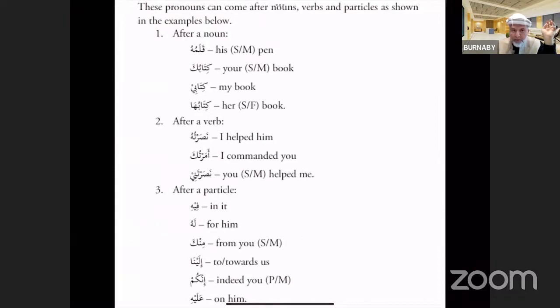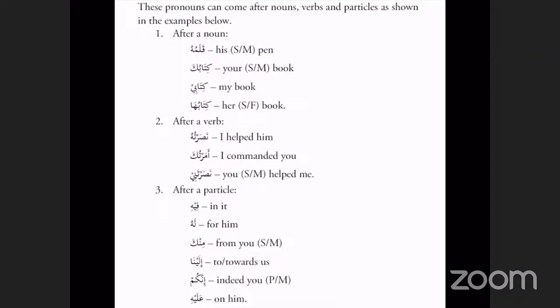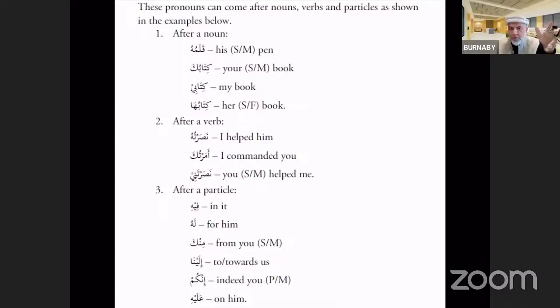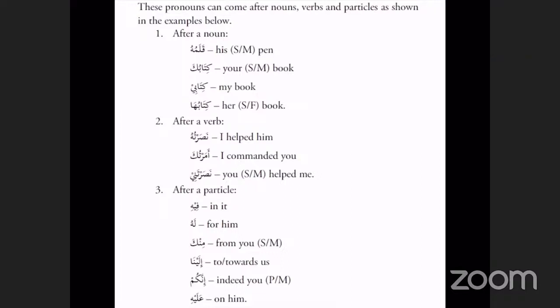So these pronouns can come after nouns. They can come after verbs and particles as shown in the example below. Remember, if they come after the noun, it becomes kalamuhu, that means his pen. When it came after the word kalam, it means his pen. Can we say him pen? No. Kitabuka, your book. Kitabi, my book. Kitabuha, her book.